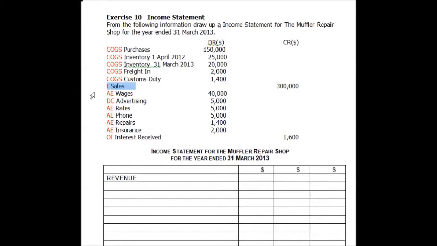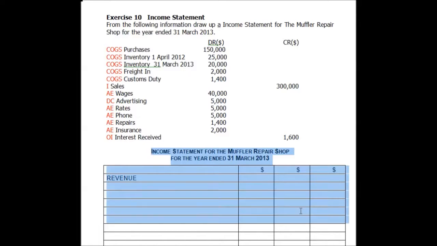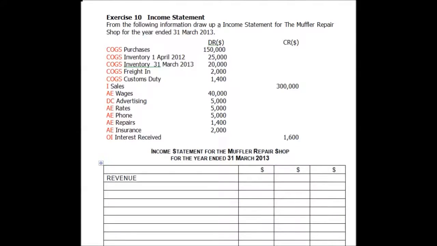Sales is income, wages are an administration expense in this case because we don't know who those wages are going to specifically. Advertising is a distribution cost. Rates, phone, repairs and insurance are all administration expenses, and interest received is other income. If you're unsure on how to do that, then either ask me or have a look at my other video. I want to get on to part 2, which is this bit down here, where we actually go ahead and do our income statements.